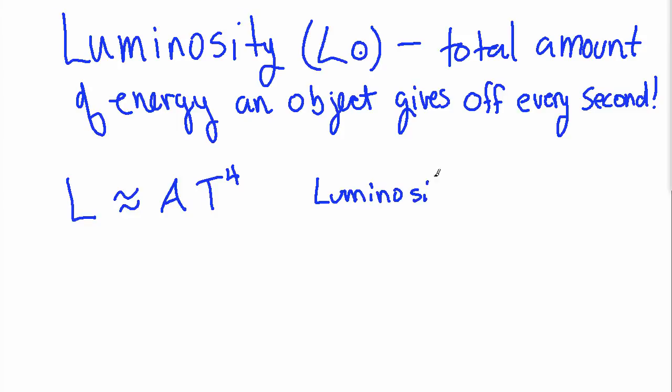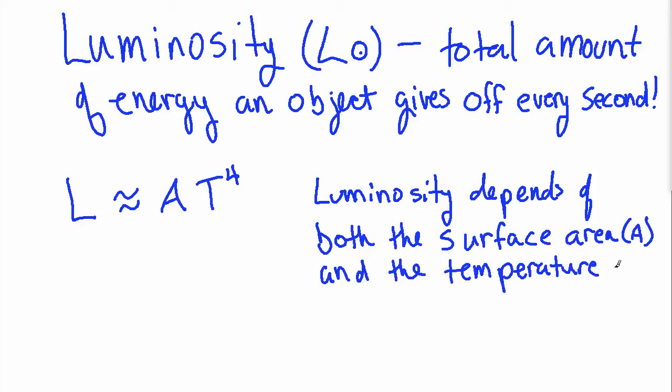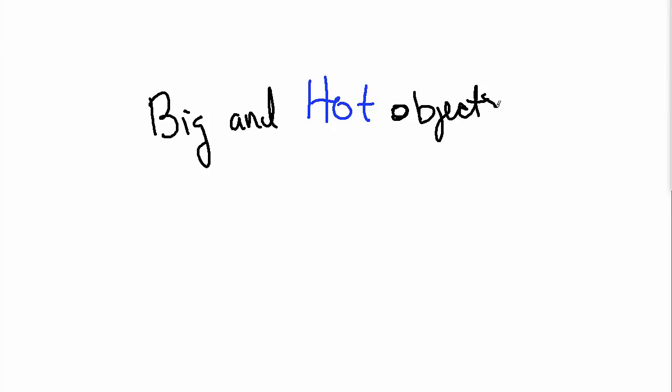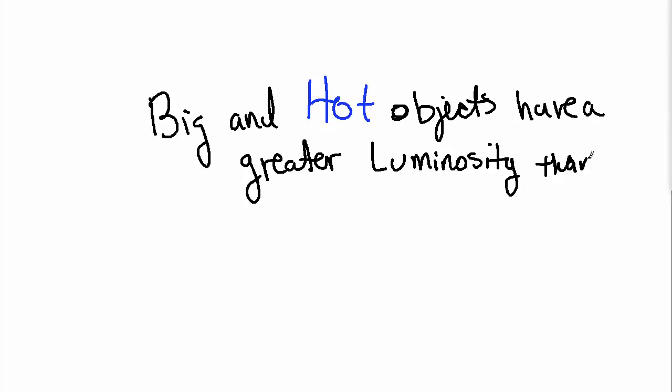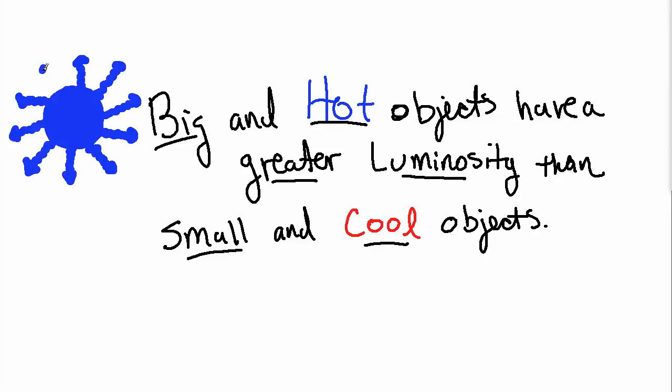So again, luminosity is the energy output of an object every second, and if an object becomes much larger in area, its luminosity can increase, and if the object becomes much hotter, its luminosity can increase. So as a general way of thinking about luminosity, we could say that big and hot objects have a greater luminosity than small and cool objects. So this larger blue object has a high luminosity or a large luminosity or is giving off a lot of energy, and this smaller red object giving off red photons is much cooler and smaller and therefore has a lower luminosity or a smaller luminosity or is giving off less energy.